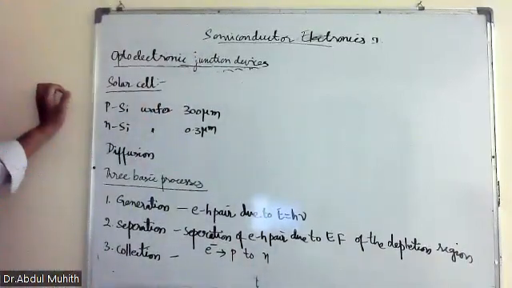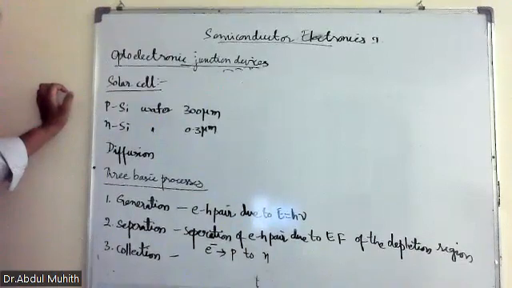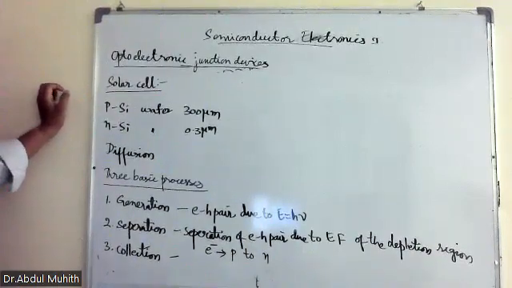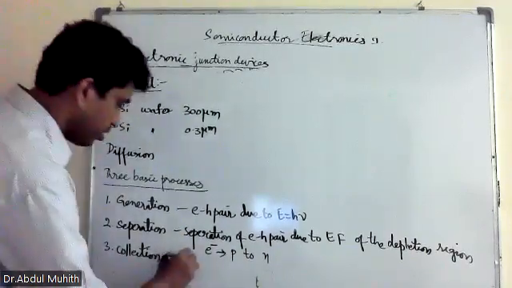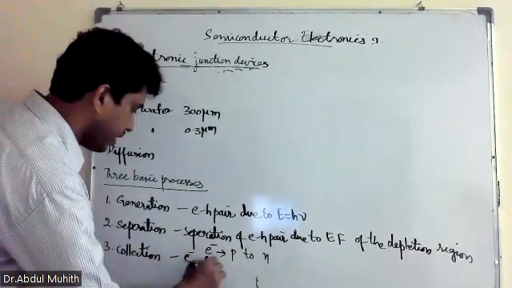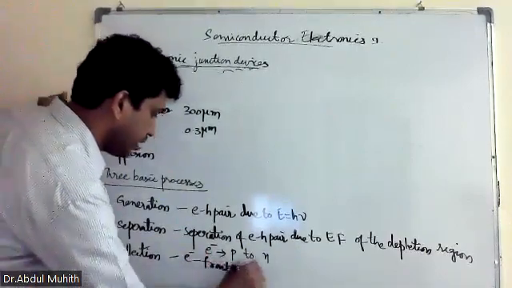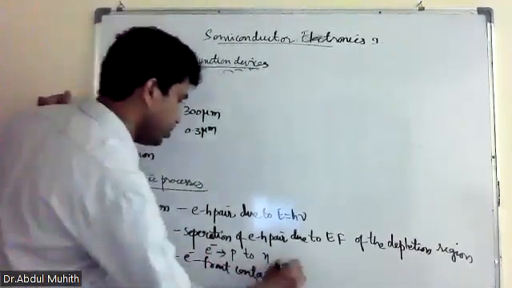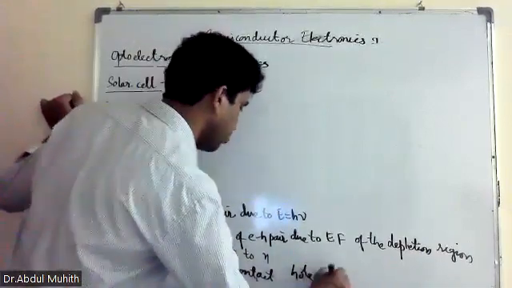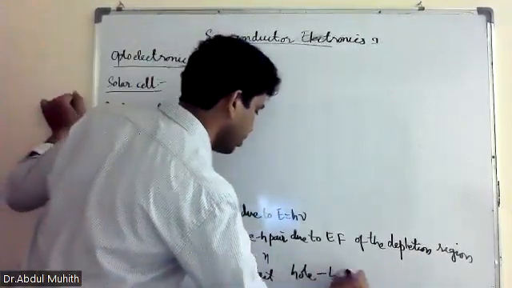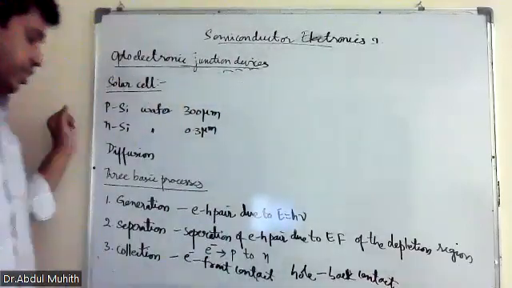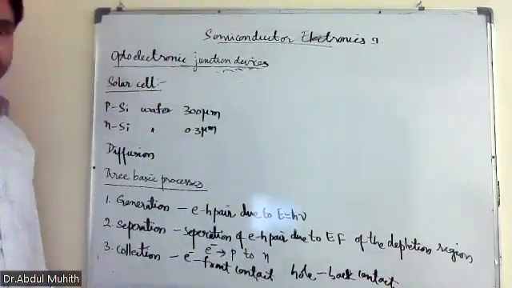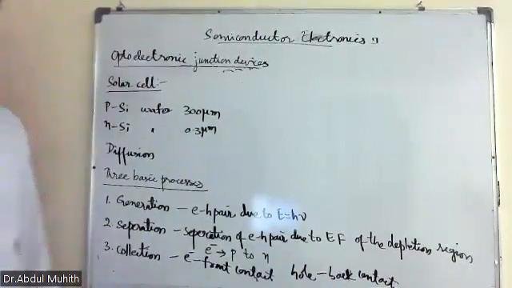Number 3 is what? Collection. In collection, electrons reaching the n type are collected by the front contact. So electrons are taken by the front contact, and holes are taken by the back contact. Okay, these are the things happening in these three parts.